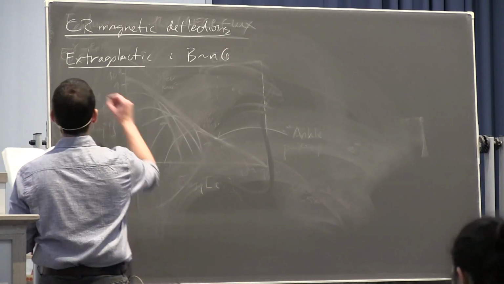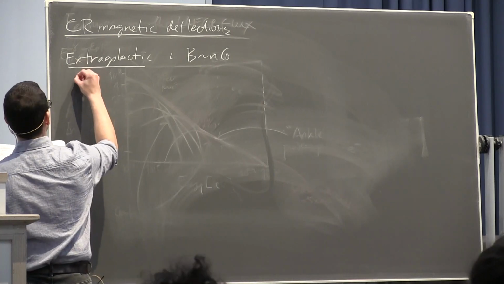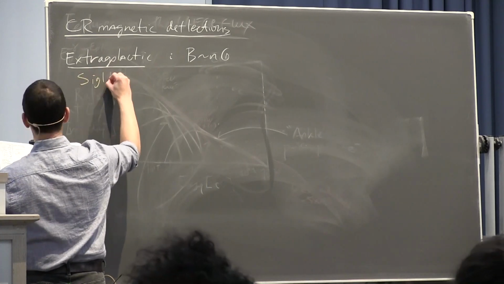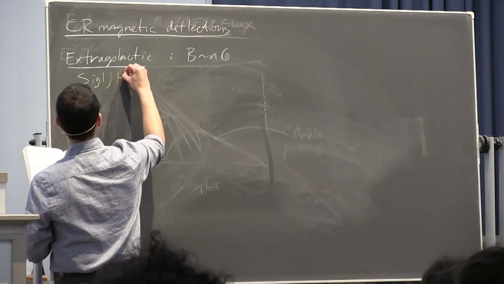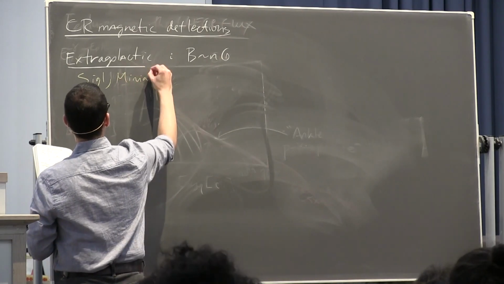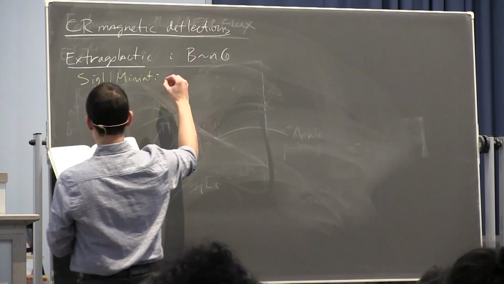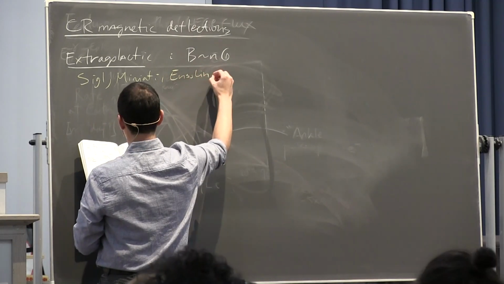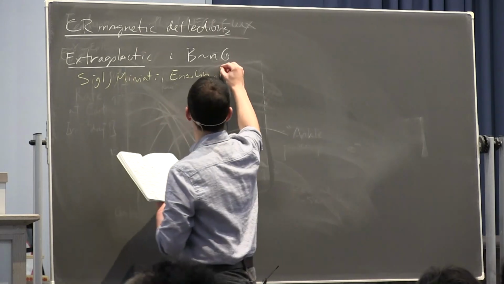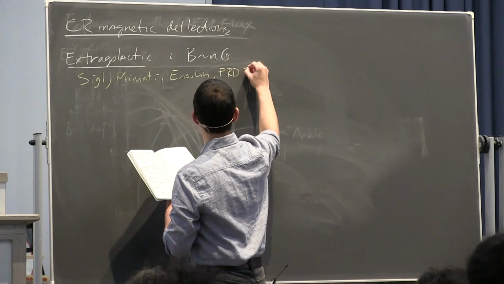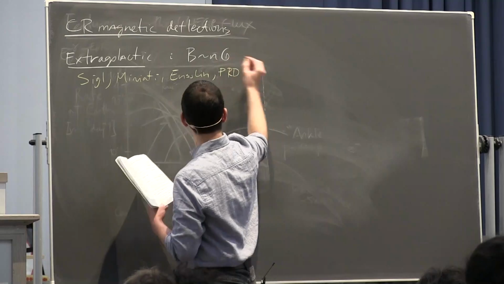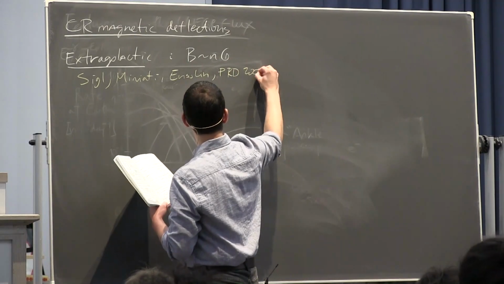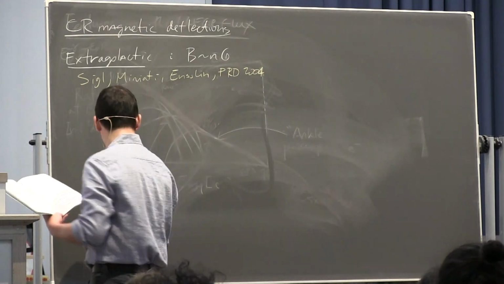If you want to know more about this, my go-to reference is typically this one, Sigl, Miniati, and Ensslin, a 2004 PRD. They do some Monte Carlo simulations of cosmic ray propagation with magnetic fields.